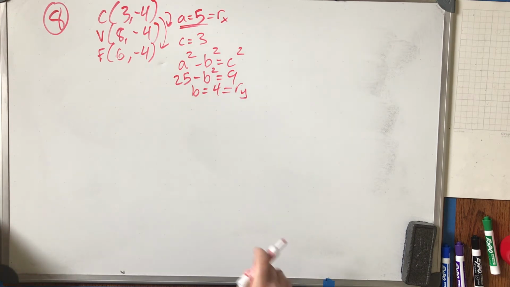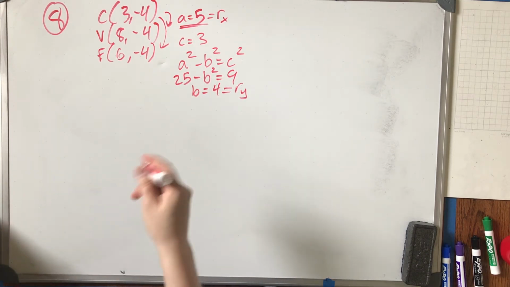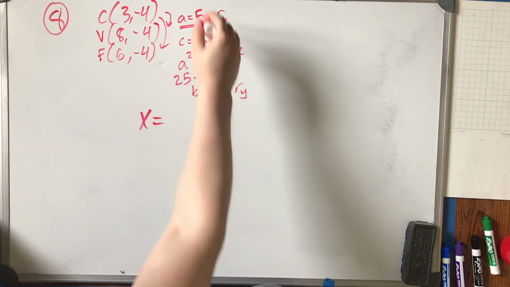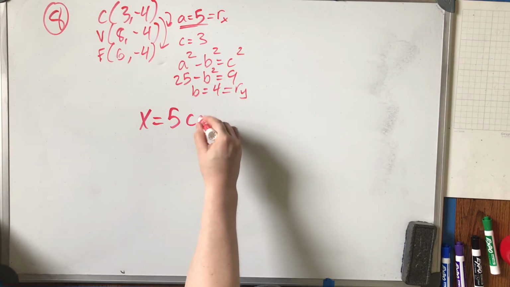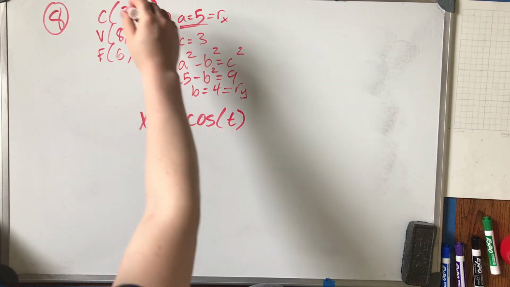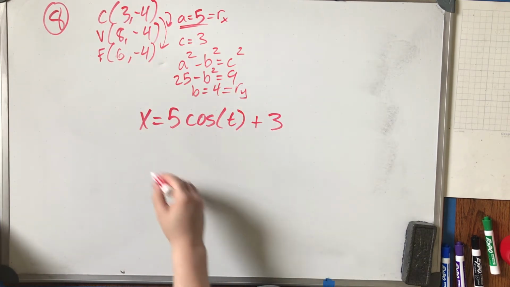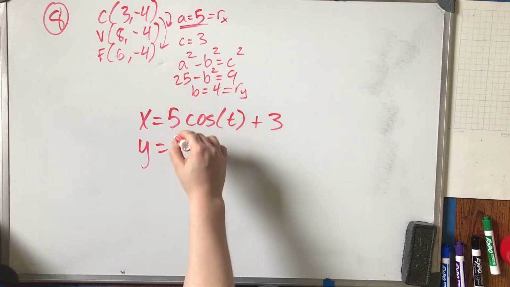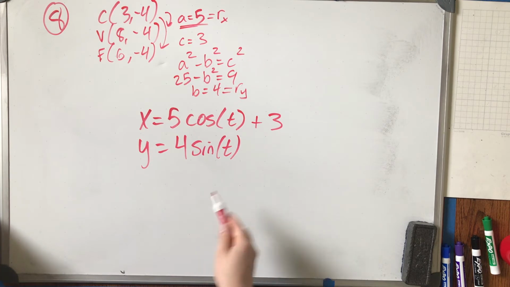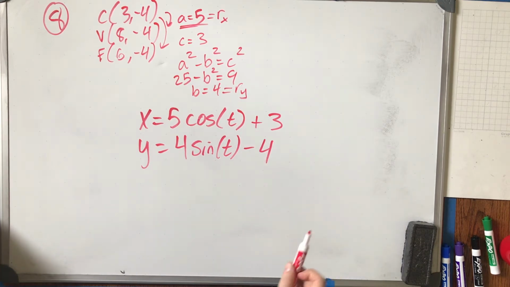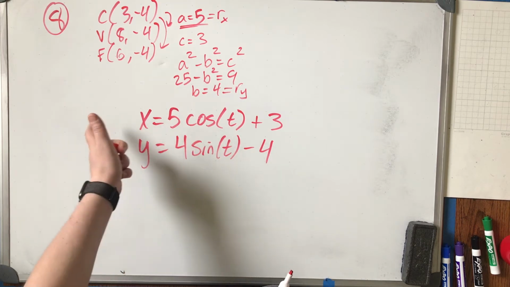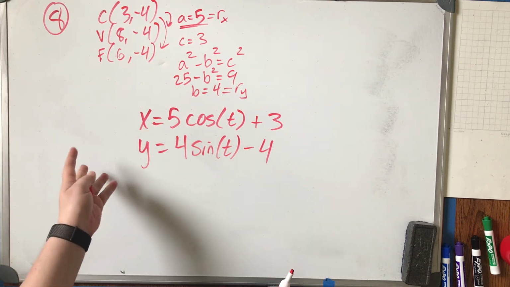Okay, so they didn't give us any sort of speed or direction, so we'll just let the normal stuff happen. So I have x equals 5 for its radius, cosine, no speed, so I'm just putting t. The center point was 3, so plus 3. Y is going to equal 4. I'll use sine, t, and then minus 4. So again, just to emphasize the reason why I'm using cosine, sine, those are the normal ones we use if they don't tell us otherwise.